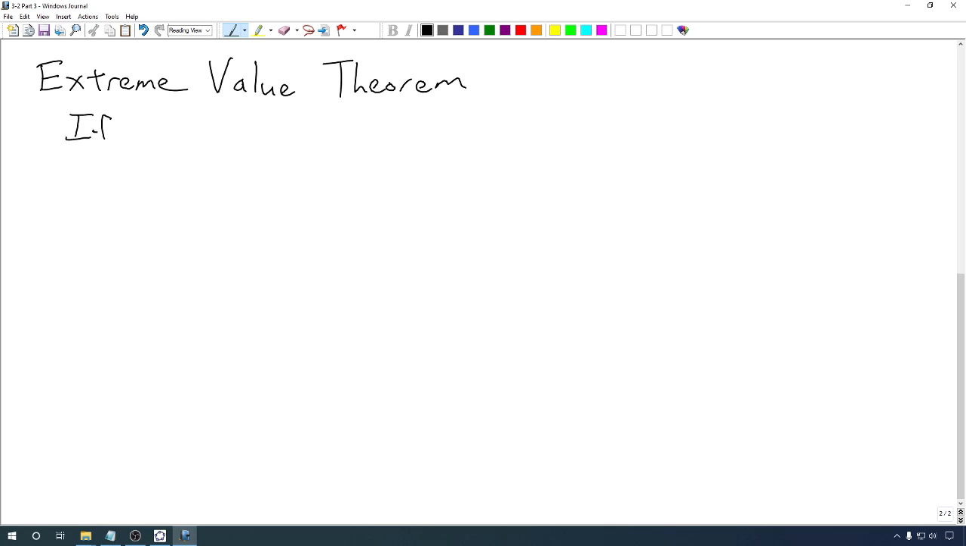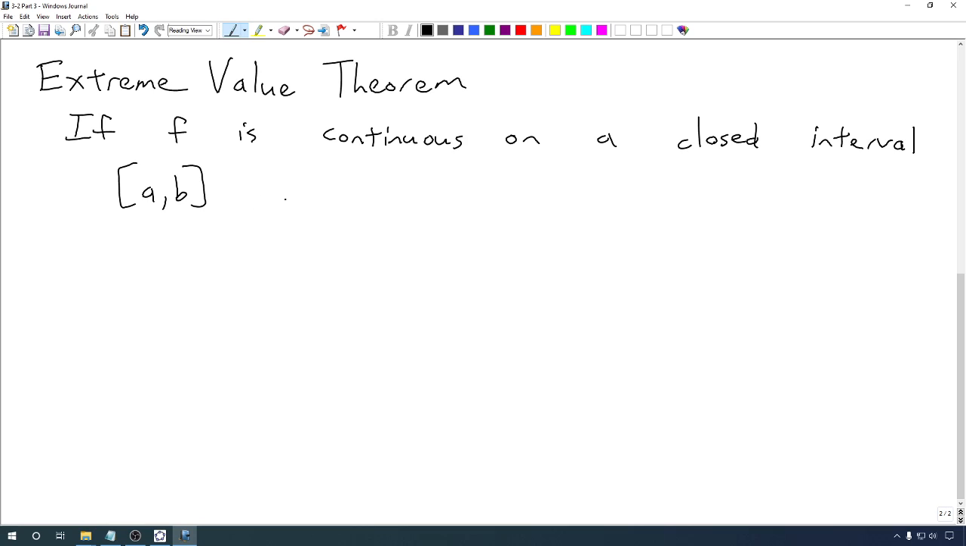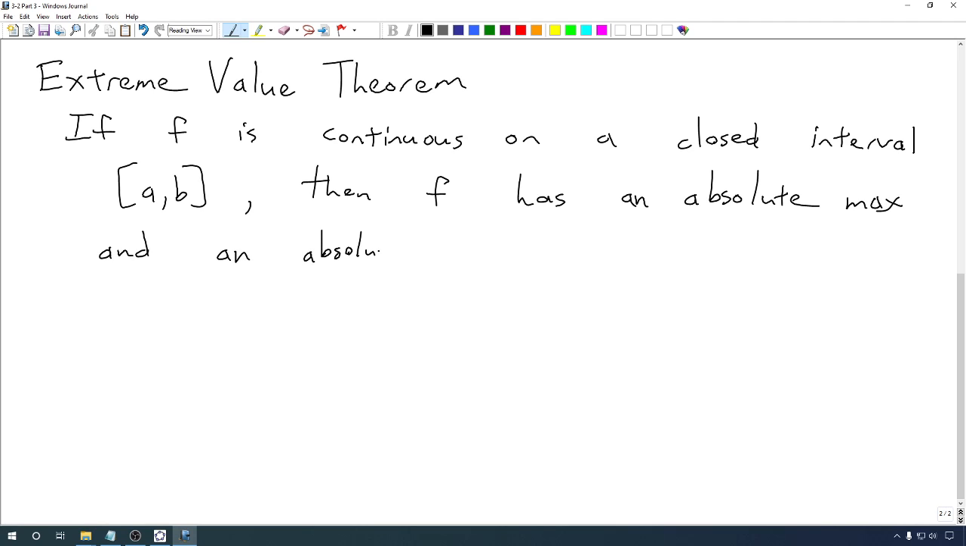This says if f is continuous on a closed interval [a, b], then f has an absolute max and an absolute min on this interval.